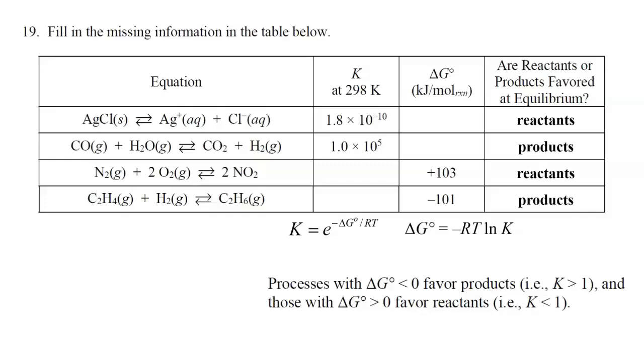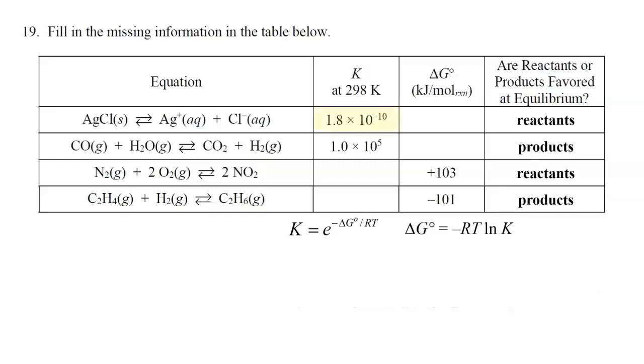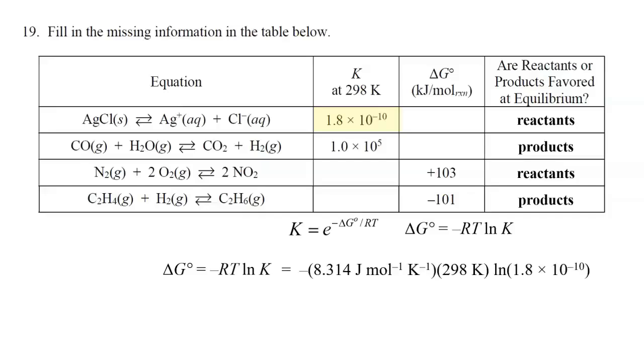Now, let's go ahead and do the calculations to solve for the missing information in this table. So if I'm given the value of K, which is 1.8 times 10 to the negative 10, I'm going to go ahead and use the equation delta G equals negative RT natural log of K. So I've got my negative sign. I've got the proper value of R, which is 8.314 joules per mole Kelvin. I've got my temperature of 298 kelvins, and I've got the natural log of 1.8 times 10 to the negative 10.